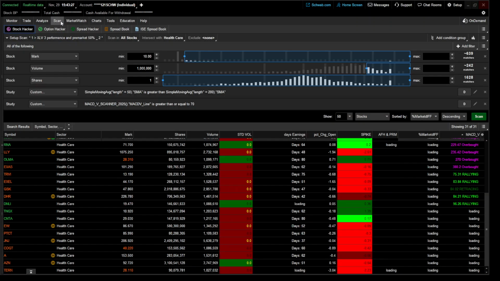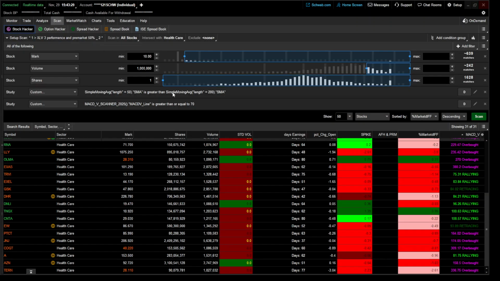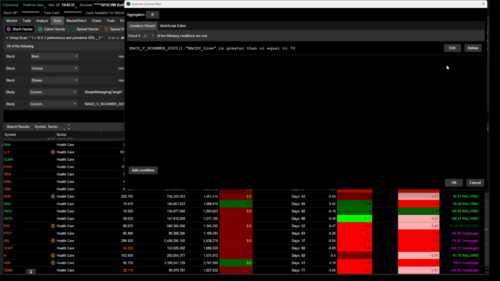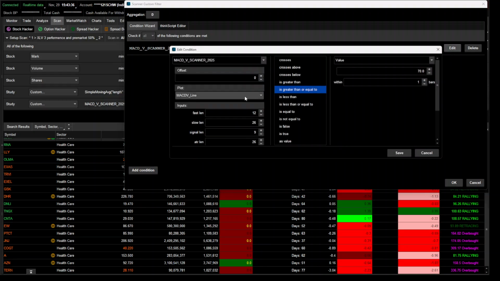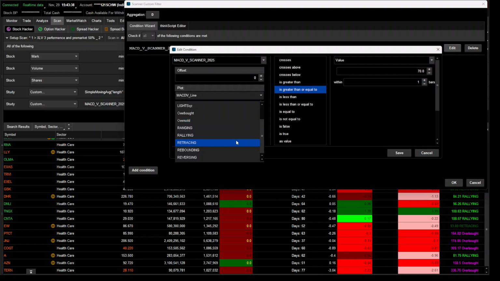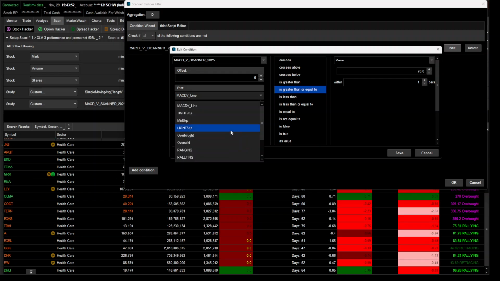So I would actually come over here and go into scan. I already have the MACD scanner loaded. Anything that's in that MACD indicator, you can scan for: anything reversing, rebounding, retracing, rallying, ranging, oversold, overbought, the squeezes. You can scan for anything that has those squeezes as well, and you can change the length I have for the TTM squeeze. I have a length of 20.